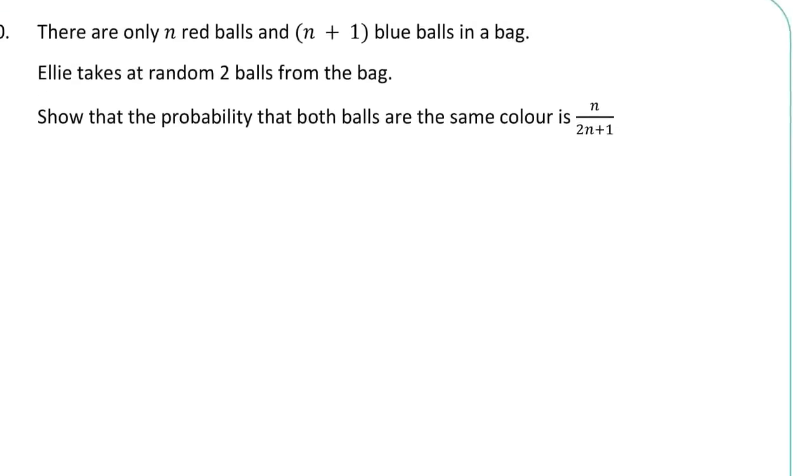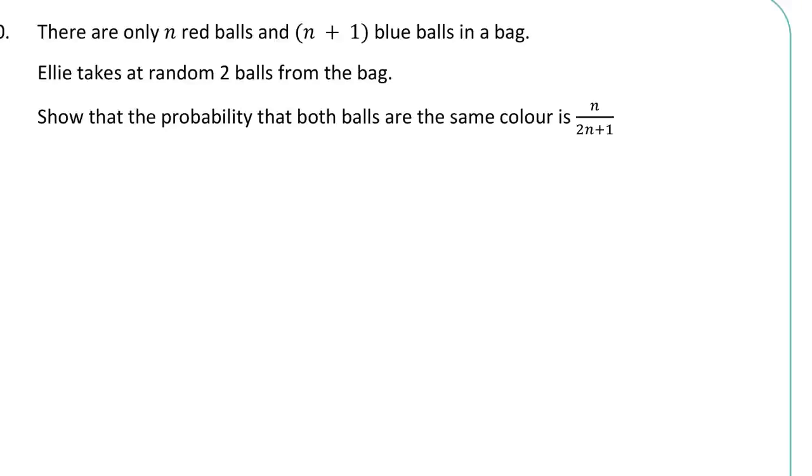Okay, we have some algebra and probability. So we've got some probability equations. You never know how hard these are going to be, so let's have a look. There are only n red balls and n+1 blue balls in a bag. Ellie takes at random 2 balls from the bag. Show that the probability that both balls are the same colour is n over 2n+1.